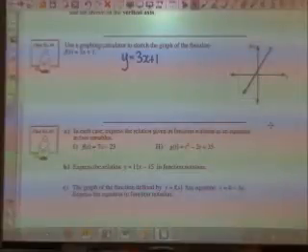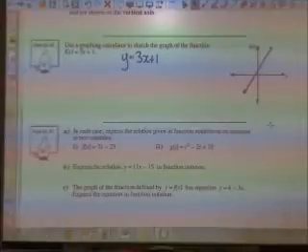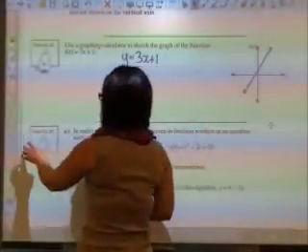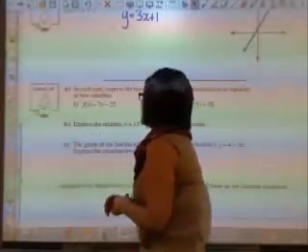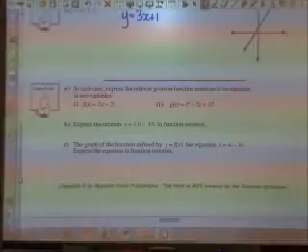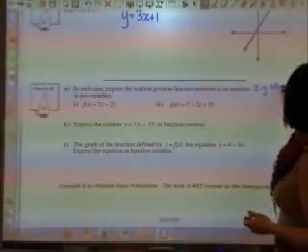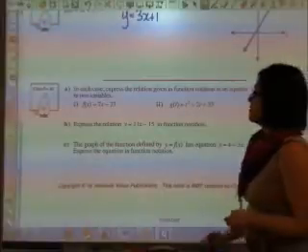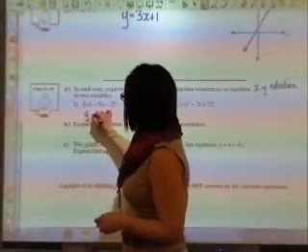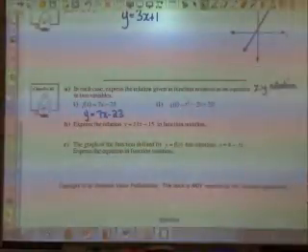Okay? So if I look at question number 2. In each case, express the relation given in function notation as an equation in 2 variables. So if I want to take f of x equals 7x minus 23, and I want to write it as an equation in 2 variables, that means it's xy notation. So I replace f of x with a y, and I get y equals 7x minus 23.